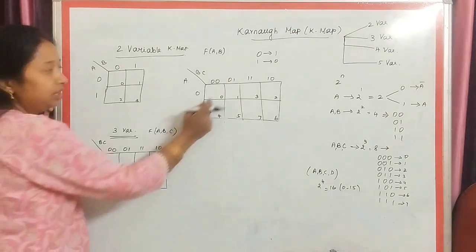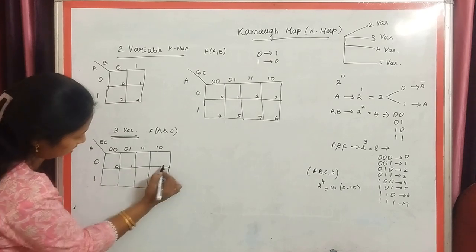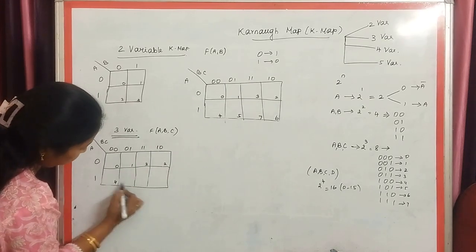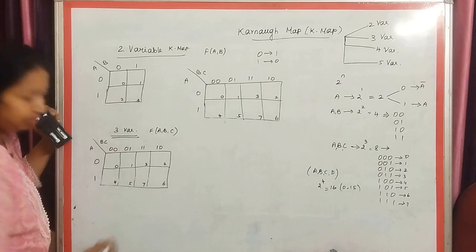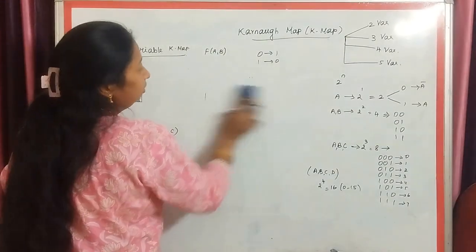Understood how to write the decimal number inside the box? So I'm just giving the same numbers. It is 0, 1, 2, 3, 4, 5, 6 and 7. Understood how to write the numbers for a 3 variable mapping?